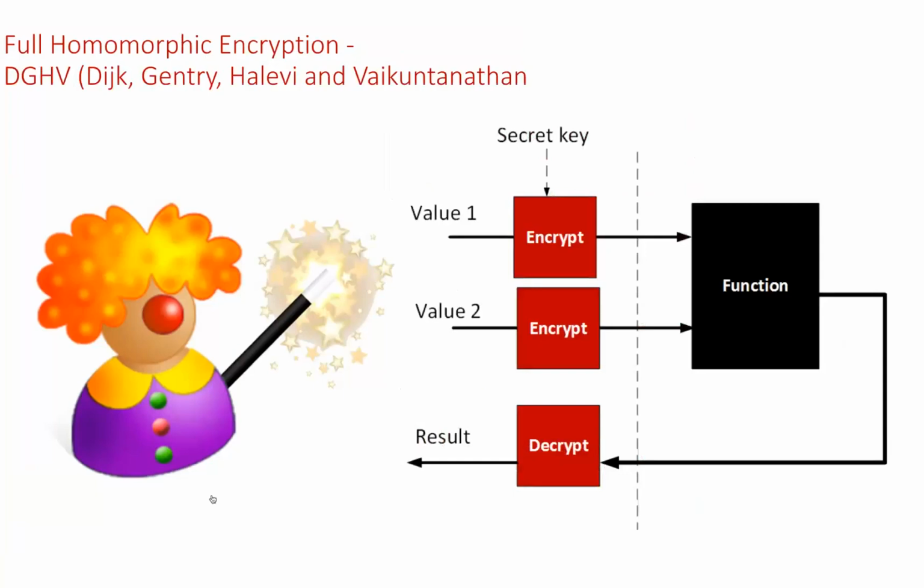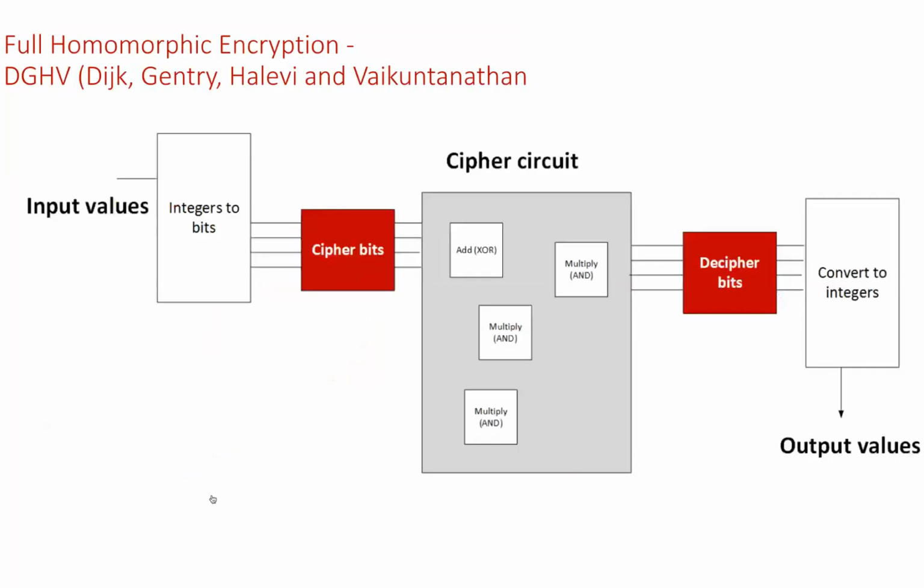So as I outlined a little bit earlier, this is the DGHV method, created by Gentry, which is the first fully homomorphic encryption. Basically it takes our values, adds a secret key, goes into a function, and then gets our value back, and then we can decrypt it as a result. And so this is what it does.